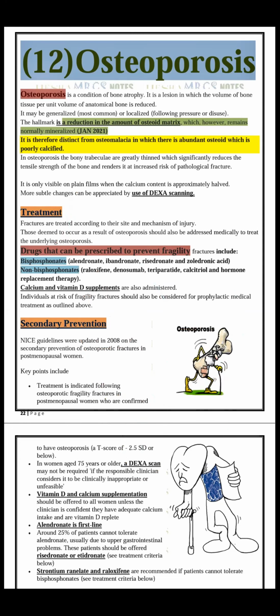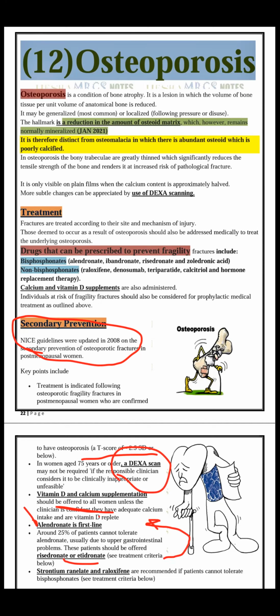Then, what are the NICE guidelines for management of osteoporosis? They were updated in 2008, and you should follow them. You should stimulate the osteoblasts and inhibit the osteoclasts. Take care, once you have osteoporosis, your T-score is equal to or less than -2.5, and you will diagnose it by DEXA scanning. Vitamin D and calcium should be offered to all women. Alendronate is your first line for management. Risedronate and etidronate can be given if your patient has side effects from alendronate.